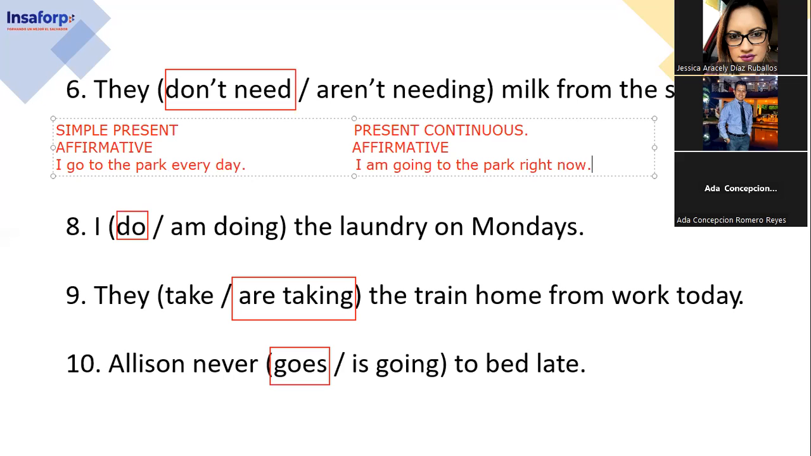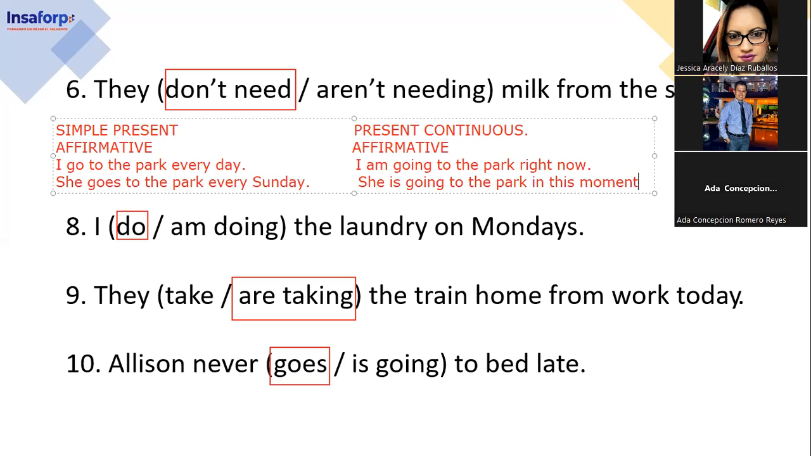Okay, in this moment, right? So again, in the simple present, we use the subject and the verb, right? In the present continuous, we use the subject, the verb to be, and a present participle, that is a verb plus ing, right? Then in third person, for example, we say she goes to the park every Sunday. And in the present continuous, she is going to the park in this moment. Okay? Very good.